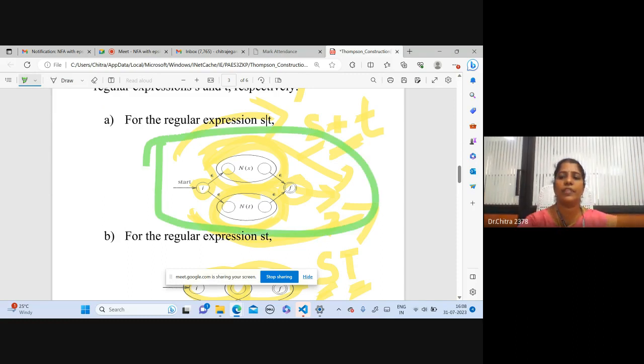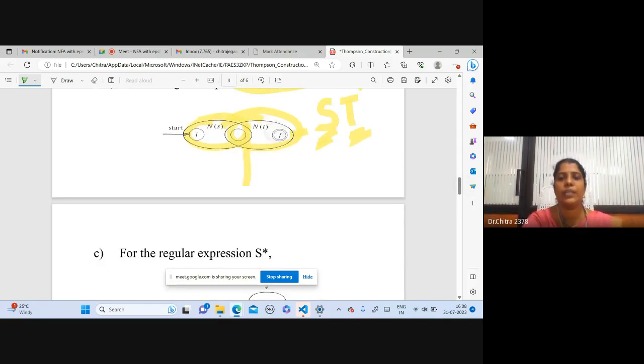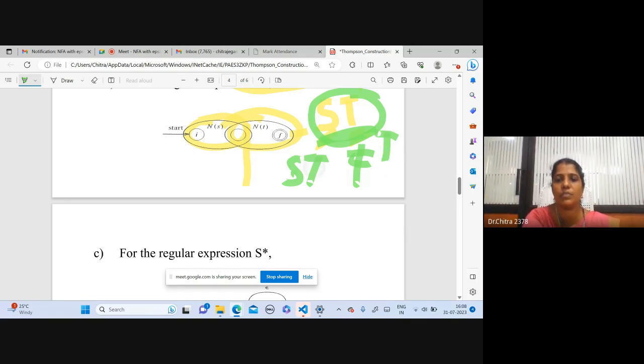Similarly, you will draw the NFA that accepts ST. ST means concatenation operation, so S followed by T. You know that ST is not the same as TS, because in ST, first string S is processed and then T is processed, whereas TS is T followed by S. Both are not the same. So ST means first draw the NFA for S and then draw the NFA for T. Combine these two. The initial state of S is the initial state of the newly constructed NFA, and the end state of T is the end state of the newly constructed NFA.